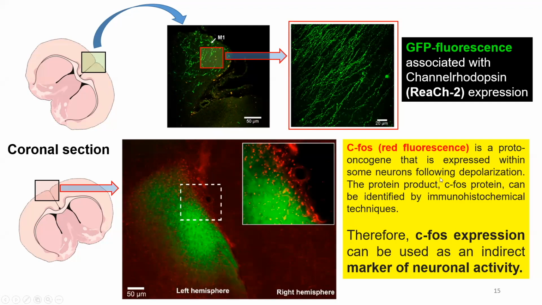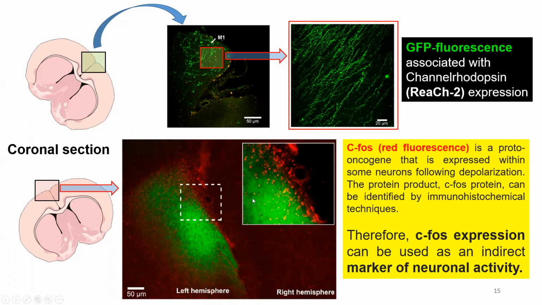C-FOS is a special peptide which can be used as a marker of neuronal activity, because its expression is proportional to neural firing before the animal was sacrificed. So here we can very clearly see a red fluorescence in the same area where we can observe green fluorescence. I will remind you that green fluorescence is channel rhodopsin and red fluorescence is C-FOS. We can see it in the same area.